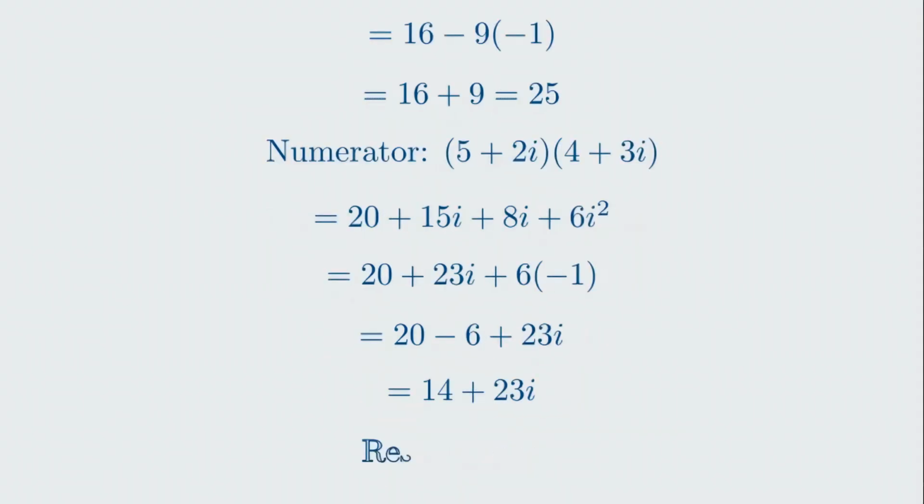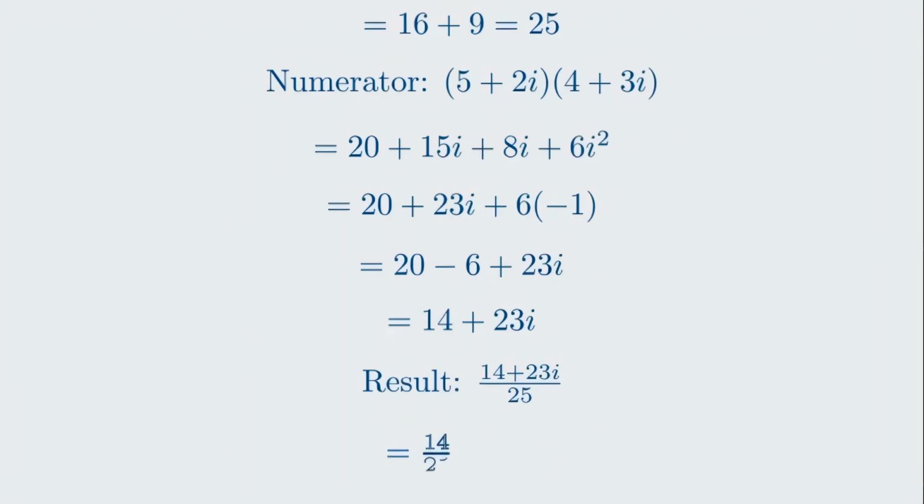Now we put the new numerator and denominator together. The simplified fraction is 14 plus 23i all over 25. To express this in x plus yi form, we split the fraction into its real and imaginary parts. This gives us 14 over 25 for the real part, and 23 over 25 i for the imaginary part.